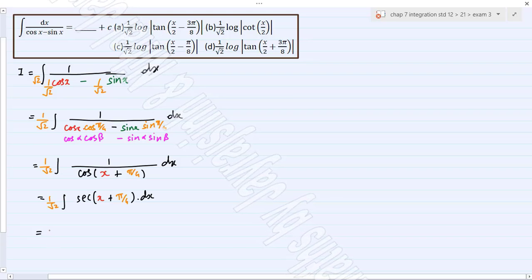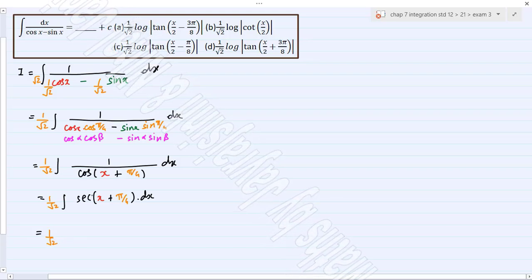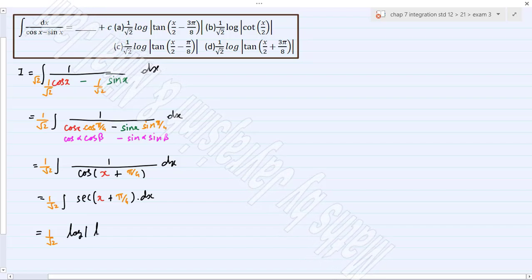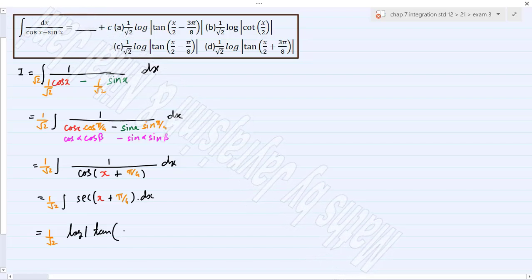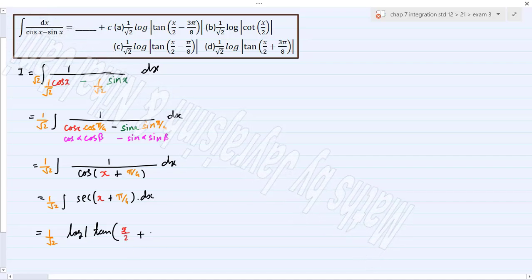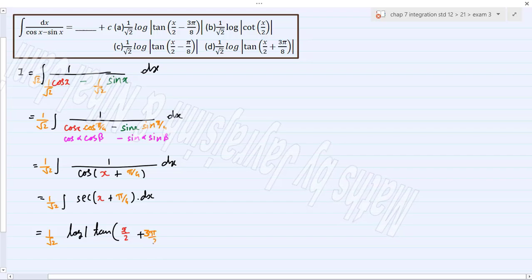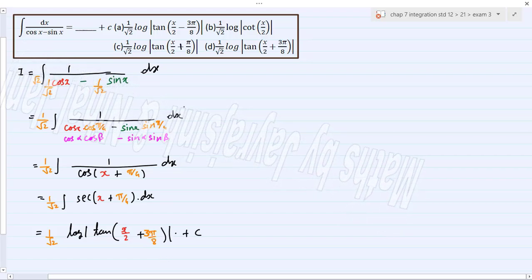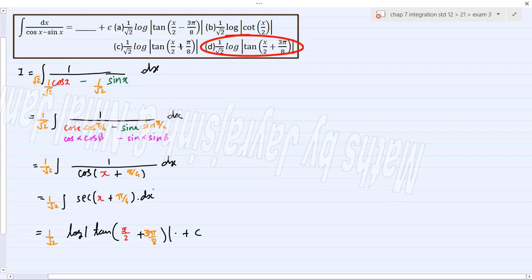So we are ready to integrate sec theta, which is log|tan of half the angle|, or we can say log|tan(x by 2 plus pi by 8)| plus c, which is given in the option. Tada!